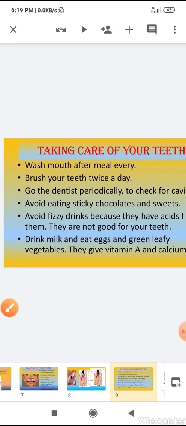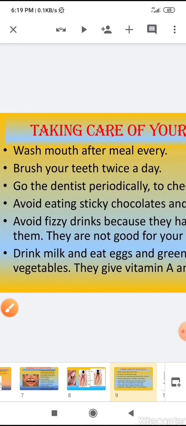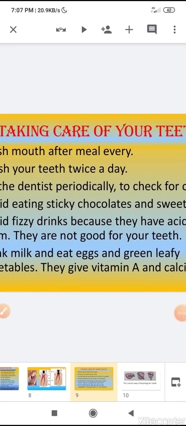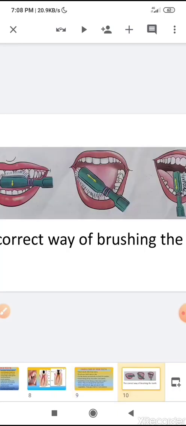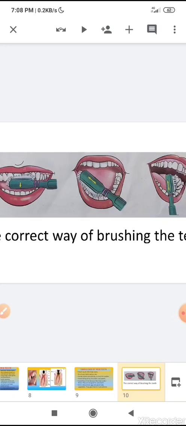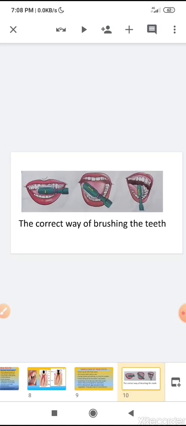You should brush your teeth twice a day, meaning in the morning, and at night when you go to bed, before that you should also brush your teeth. Children, when you brush your teeth, move your brush up and down to brush the front teeth, and move it in a circle while brushing your back teeth. So this is the correct method of brushing.